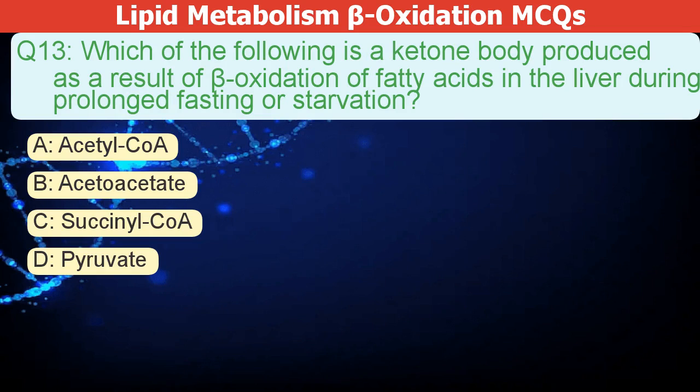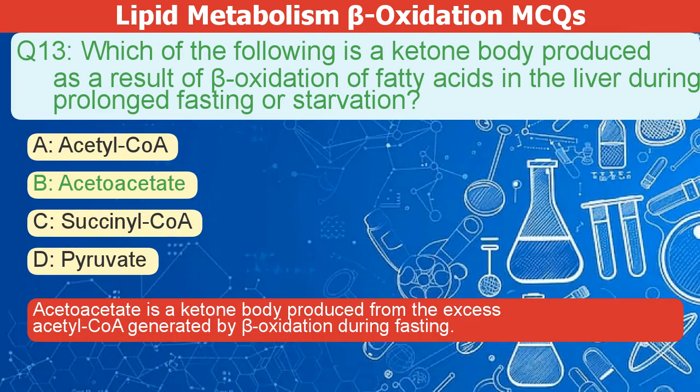Which of the following is a ketone body produced during prolonged fasting or starvation from beta-oxidation of fatty acids in the liver? A. Acetyl-CoA. B. Acetoacetate. C. Succinyl-CoA. D. Pyruvate. The correct answer is B. Acetoacetate is a ketone body produced from excess acetyl-CoA generated by beta-oxidation during fasting.